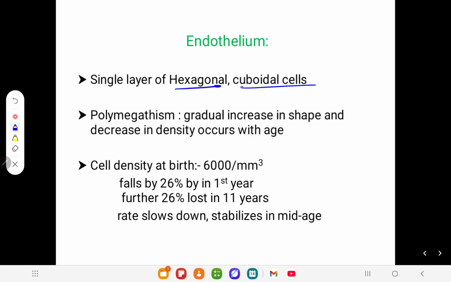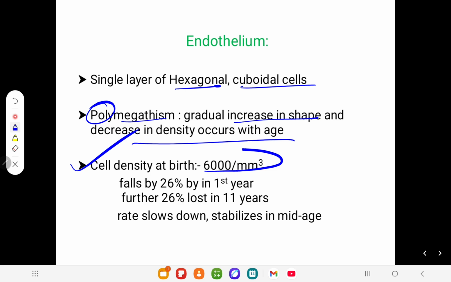And polymegathism, what do you mean by polymegathism? Poly and megathos. Basically, there is a gradual increase in cell size and a decrease in density with age. Megathos means size, so it refers to an increase in the size of cells, and a decrease in density. This is a common rate and a common MCQ asked in exams.